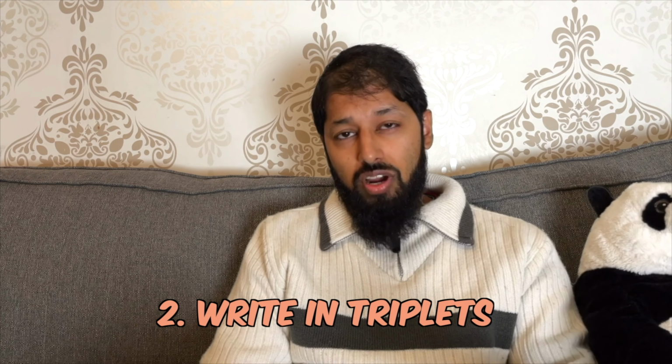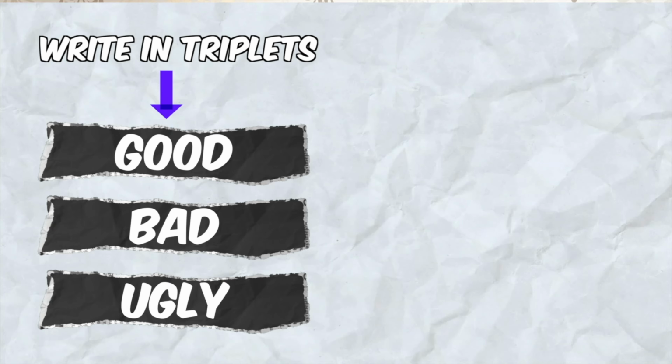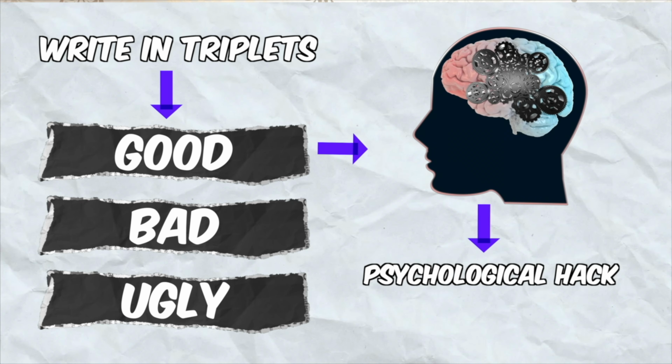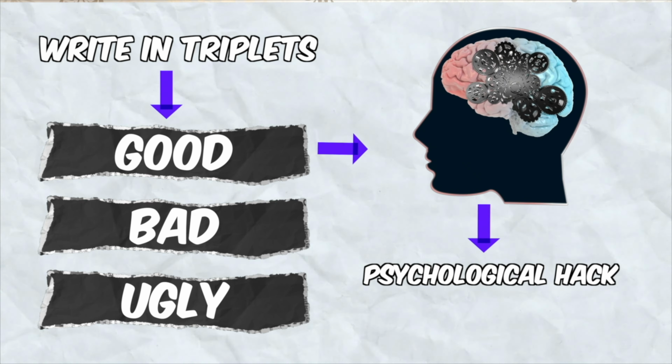Wherever you can, write in triplets, like the good, the bad, and the ugly, for example. This type of thing is psychologically shown to improve the effectiveness of some persuasive language.